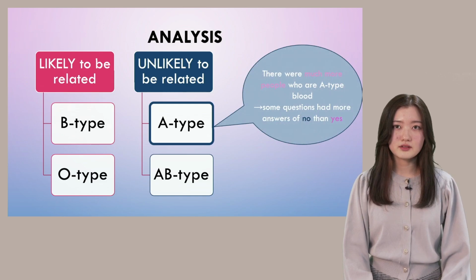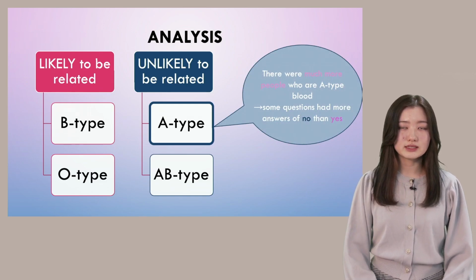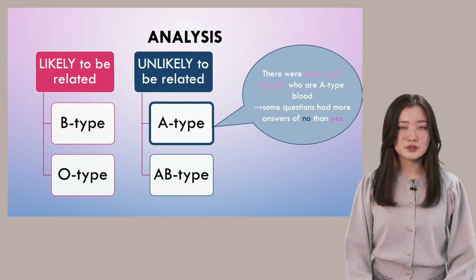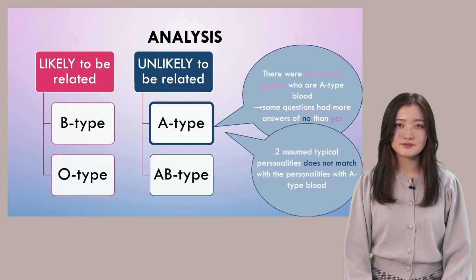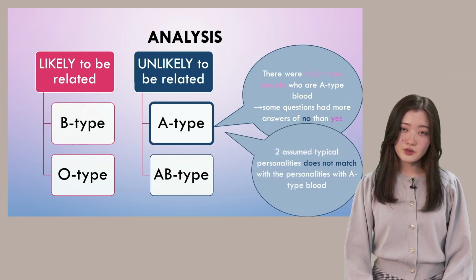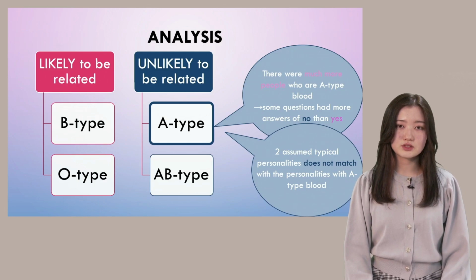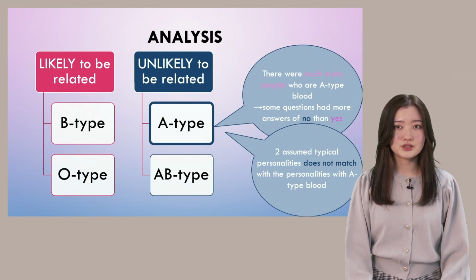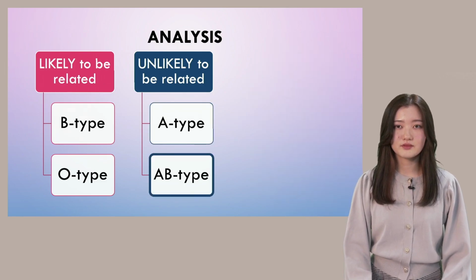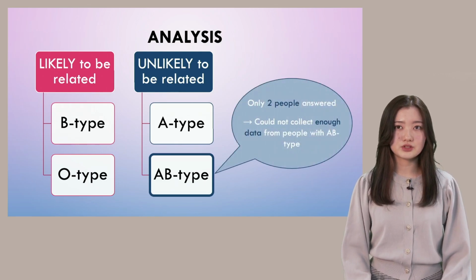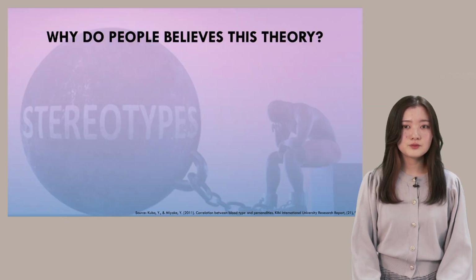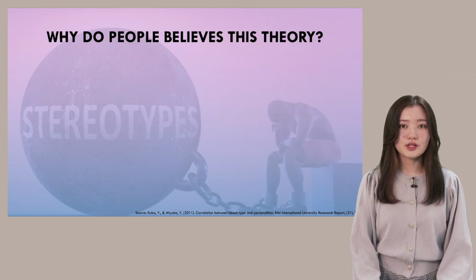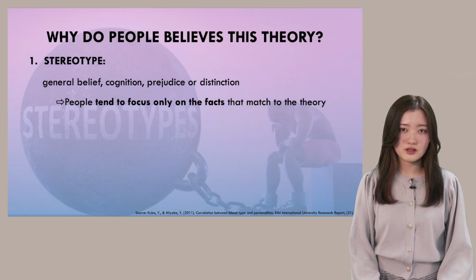However, for A-type blood, since there are many more people who are A-type, I assume that the personalities can't all be the same, which lets some questions have more answers of no than yes. Those 2 assumed typical characteristics or personalities do not match the people with A-type blood. And for AB-type blood, since only 2 people answered this survey, I couldn't collect enough data. Although some researchers deny this theory, why do many people in Japan believe in it?